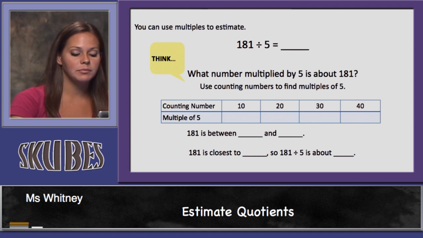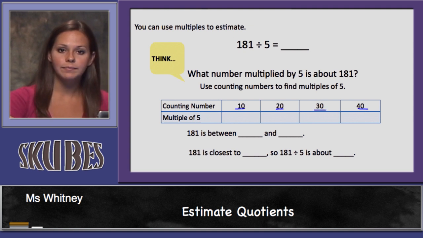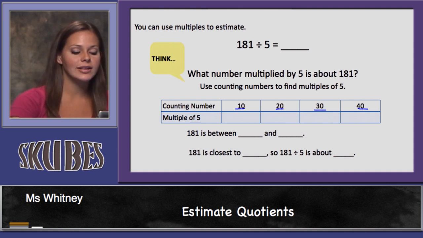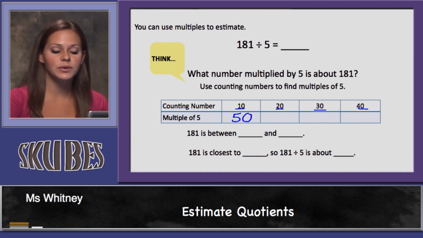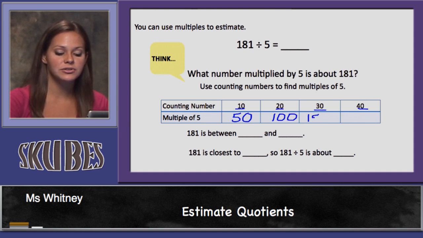We're going to use the counting numbers 10, 20, 30, and 40. The multiples of 5: 5 times 10 is 50. 5 times 20 is 100. 5 times 30 is 150. And 5 times 40 is 200.